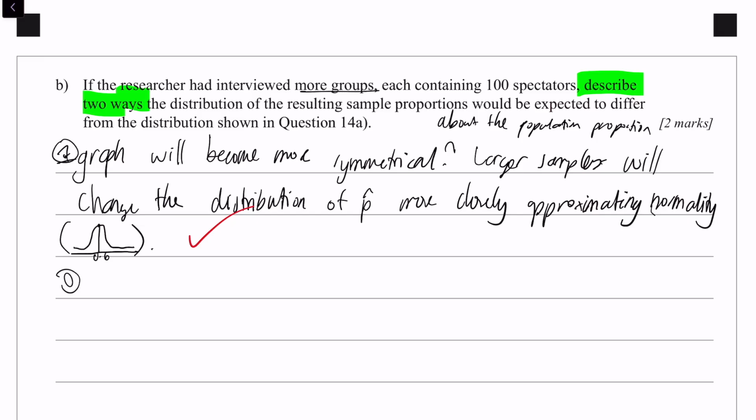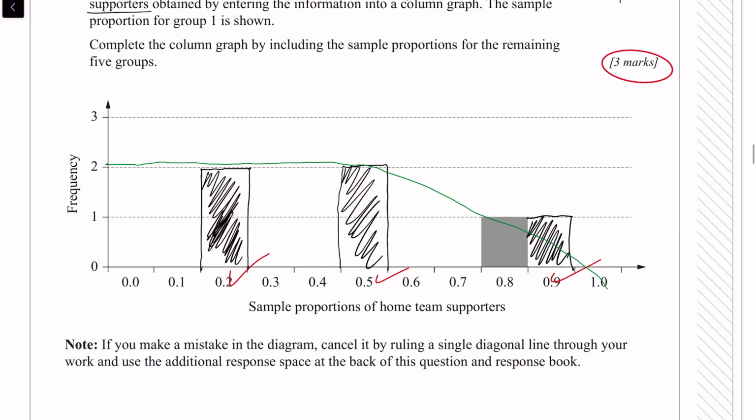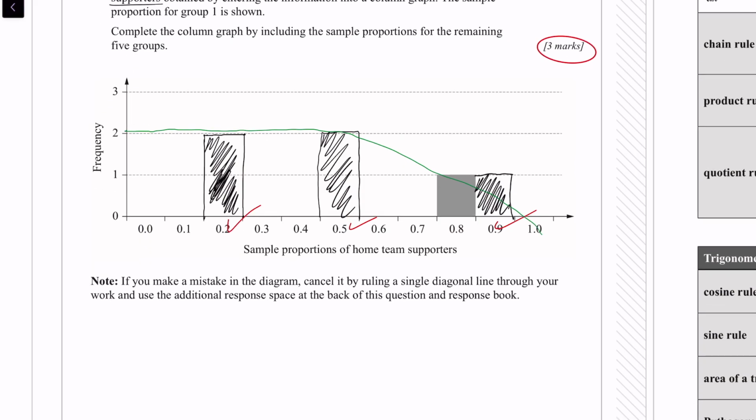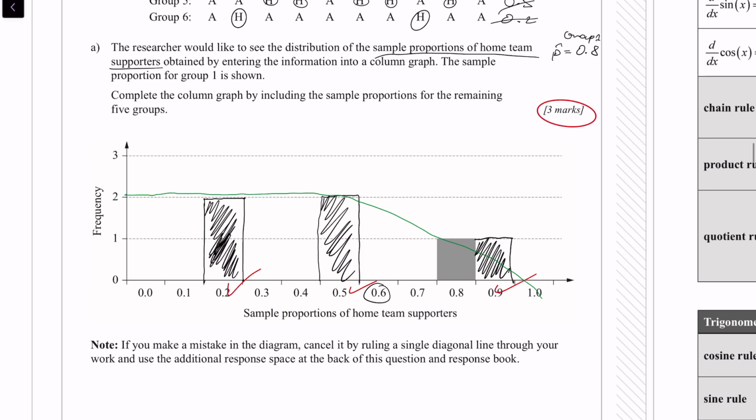The second way that can change is that along the x-axis of our graph, there's going to be less variability. So you can see here that we have a lot of frequency at the lower end of the population mean, which is 0.6. We have four groups that have the sample proportion less than the mean, and then only two groups that have it above the mean.